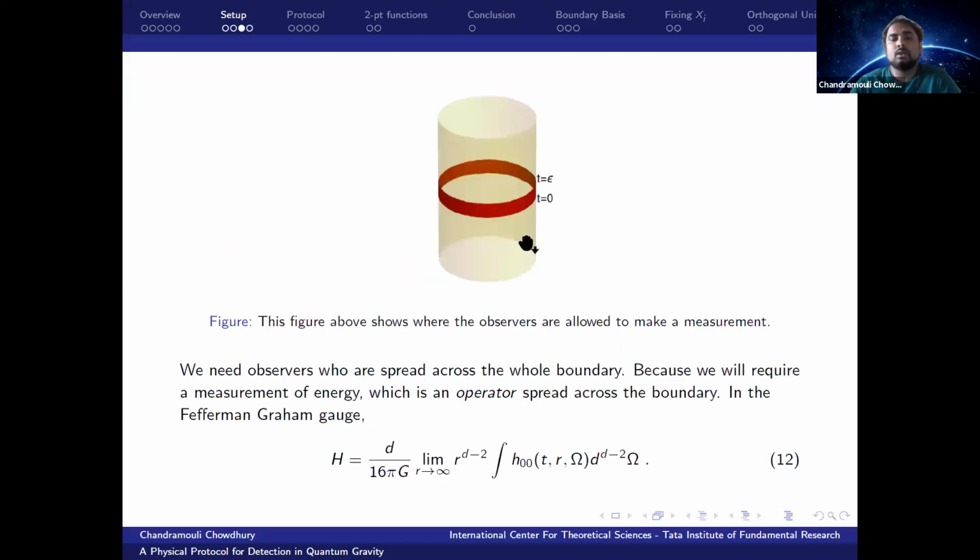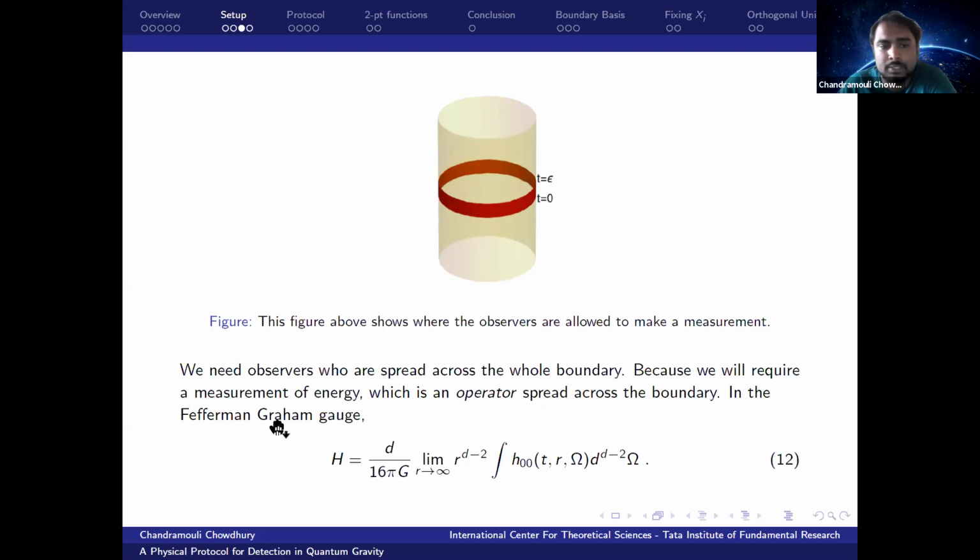Now, if you want to think diagrammatically, you can imagine this to be global AdS. This red strip is the small time band in which the observers are located, and the observers will only be making measurements through this time band. You will need observers which are spread across the whole of AdS, because the energy, or the Hamiltonian, is an operator which is itself spread over the whole of AdS.